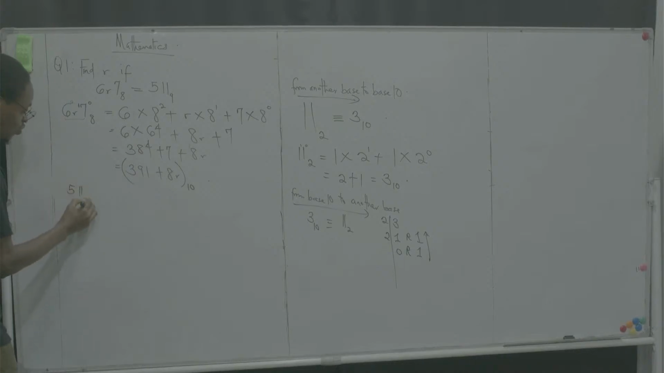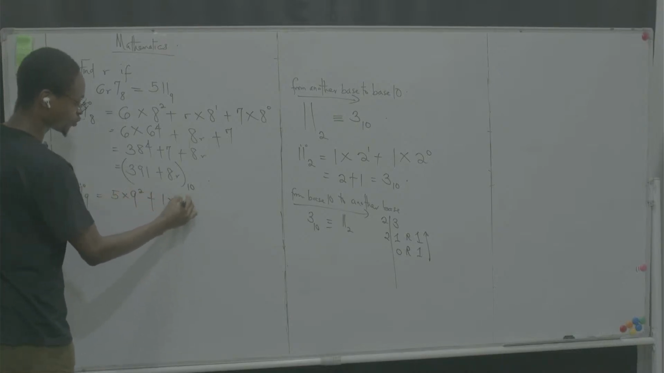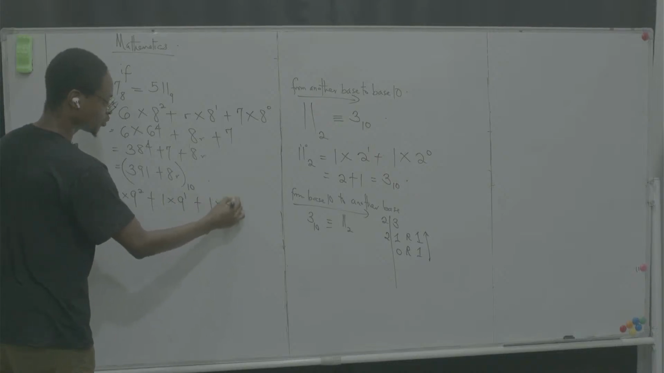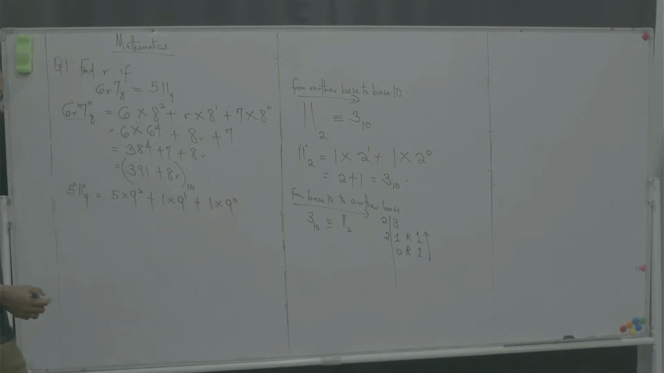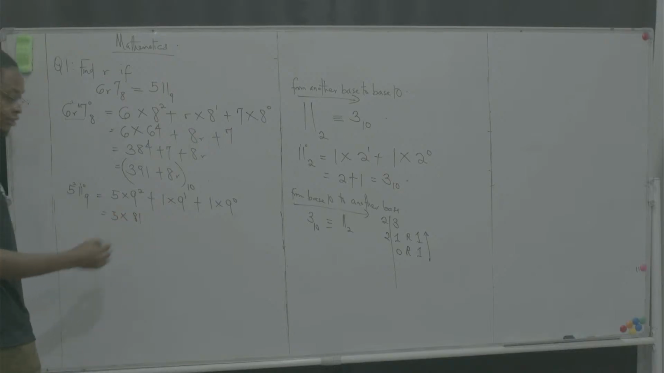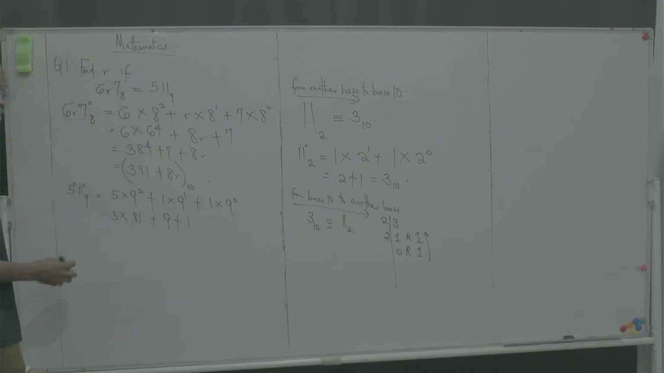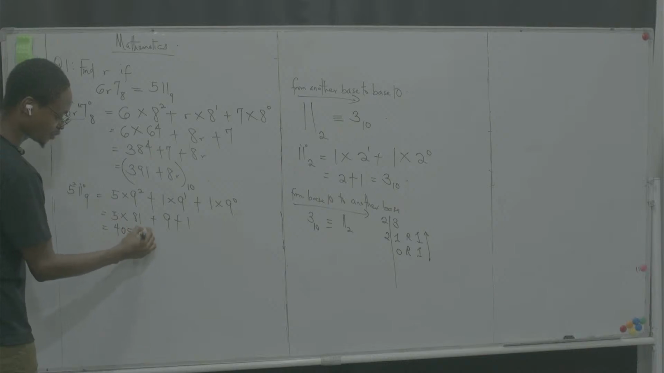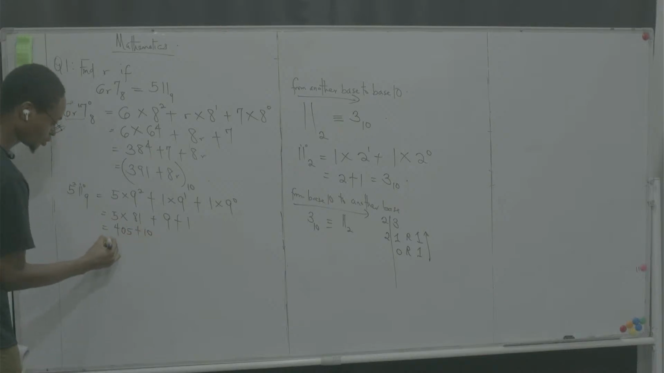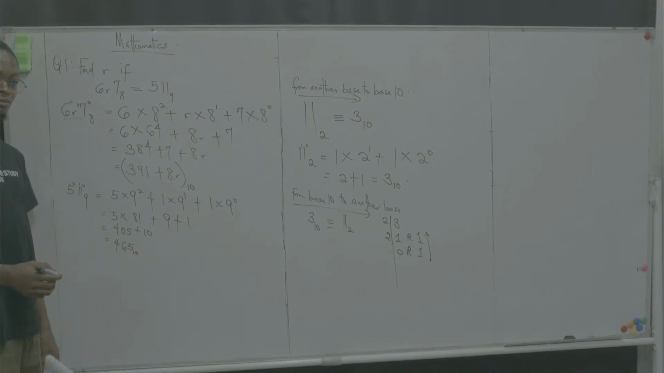Similarly, for 511 to base 9, you would have 5 because it's 0, 1, 2. You have 5 times 9 raised to power 2 plus 1 times 9 raised to power 1 plus 1 times 9 raised to power 0, right? So this is going to be 5 times 9 times 9 is 81, yeah? Plus 1 times 9 is 9 plus 1, right? And 5 times 81 is going to be what? 405 plus 10, yeah? Which is going to give us 465 base 10, right?